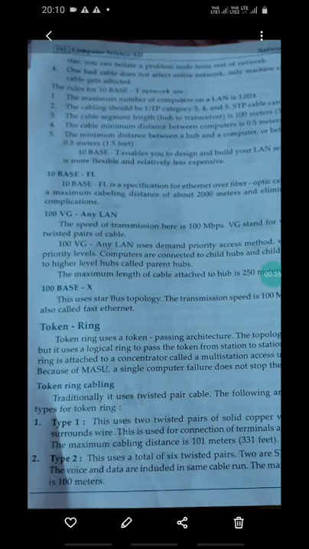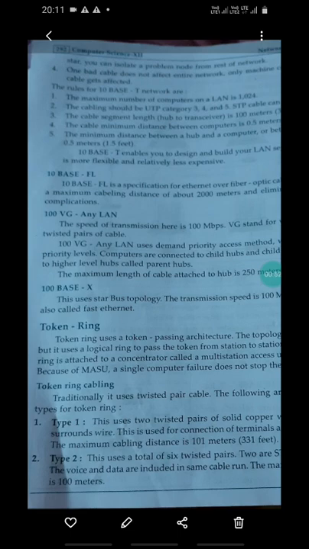The VG stands for voice grade, and Any implies multiple media types. The speed of transmission here is 100 megabits per second. VG stands for voice grade. It uses twisted pair cable.